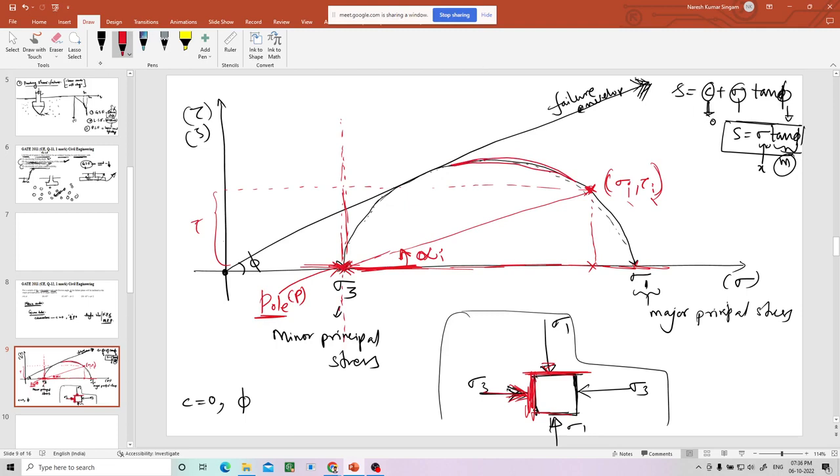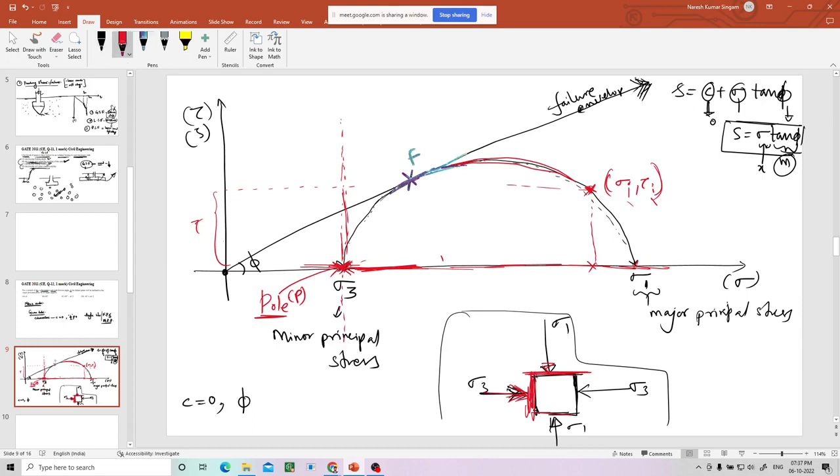So what do I do? Here I will just erase this. So where is the failure point here? There is no color. I will go with this as the failure point. Why is it the failure point? Because this is the intersection between the Mohr Coulomb failure envelope and the circle, where one point will touch. This is the failure point. This is called F, let us say.